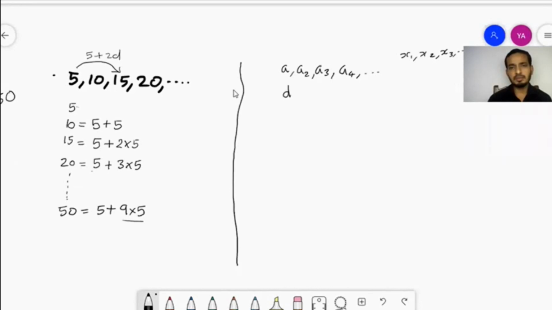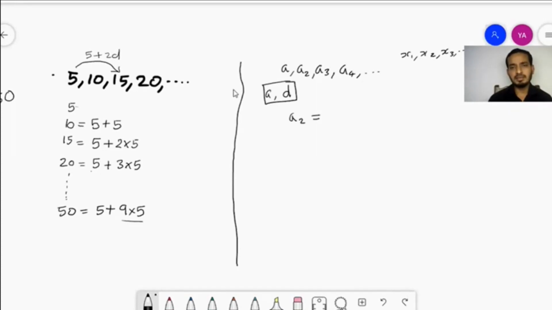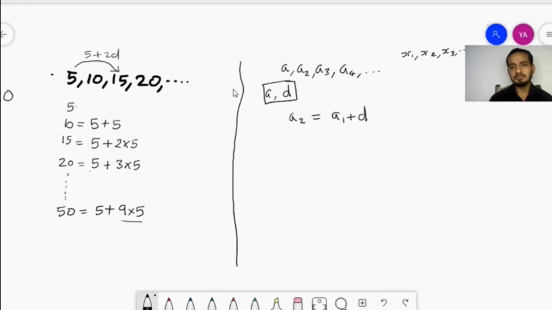So D is the common difference, and A is the first term. Okay, the second term A2 we can write as A1 plus D, right? First term plus 1 time the common difference. To get the second term, we have to add the common difference to the preceding term. So A1 plus D, right?